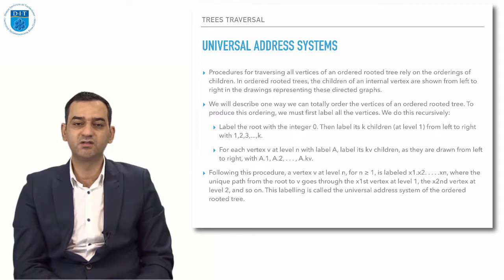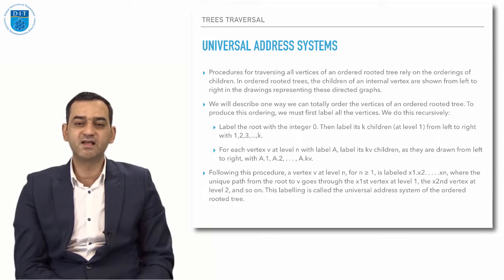In ordered rooted trees, the children of an internal vertex are shown from left to right in the drawings representing these directed graphs. We will describe one way we can totally order the vertices of an ordered rooted tree. To produce this ordering, we must first label all the vertices. We do this recursively. First, we label the root with the integer 0.